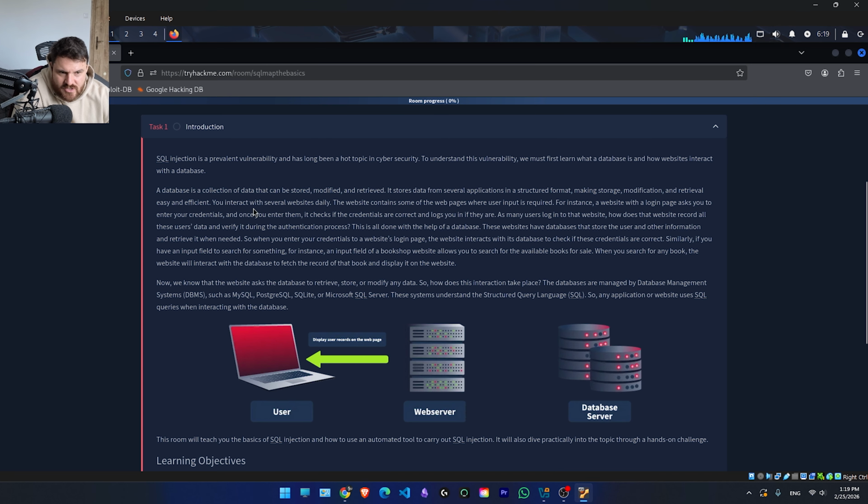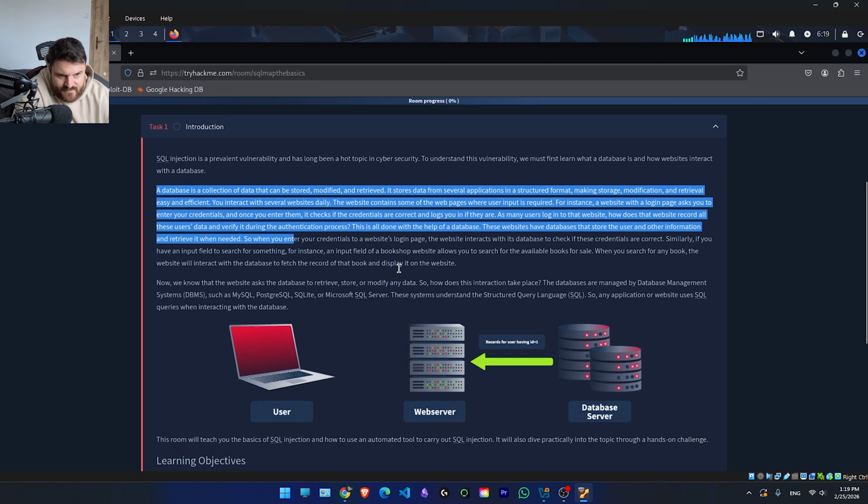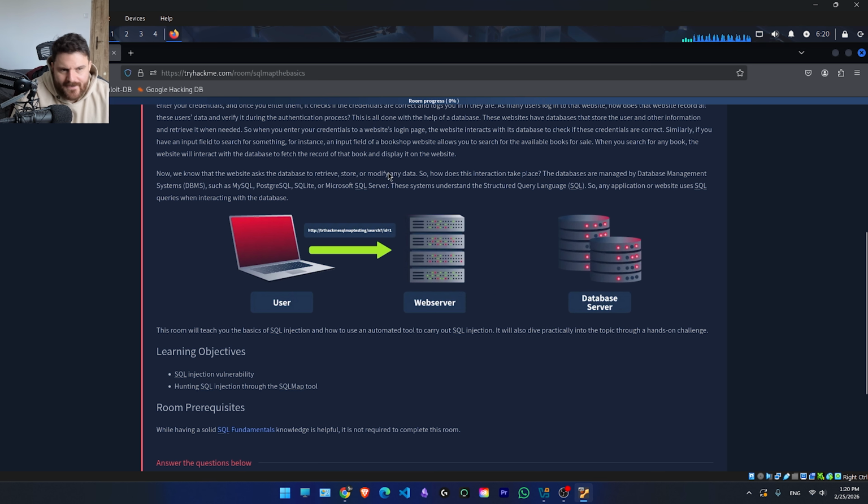A database is a collection of data that can be stored, modified, and retrieved. It stores data from several applications in a structured format, making storage and modifications easier. And I mean, we know what a database is, right? There are two types: structured and unstructured, key-value pair. Structured is SQL, basically. You have heard of Oracle SQL, PostgreSQL, and unstructured ones are MongoDB, for example.